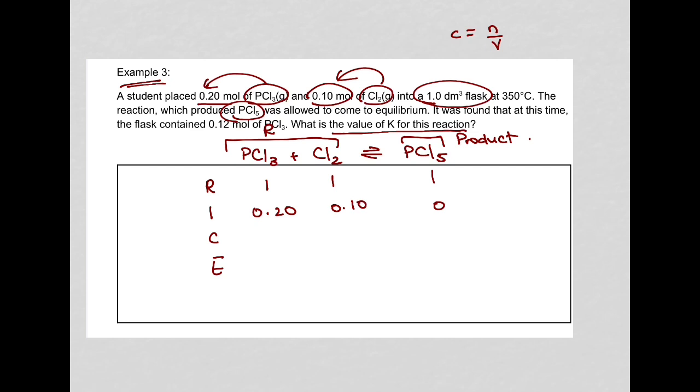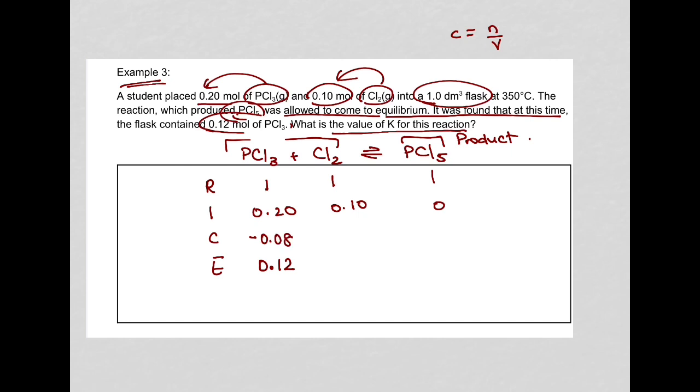And then it says that the PCl5 was allowed to come to equilibrium, and at equilibrium you have 0.12 moles of PCl3. So at equilibrium, I'm going to have this. This is going to decrease. These are reactants. Reactants will decrease, products will increase. So this is the initial, this is the concentration at equilibrium. So what's the change? The change is minus 0.08.